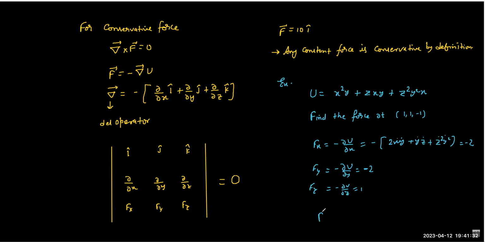So now the force we can write as minus 2i minus 2j plus k. And the modulus of force we can get is under root of 4 plus 4 plus 1, right? So it is 9, which is 3, right? You will be asked questions like this in JEE Mains.